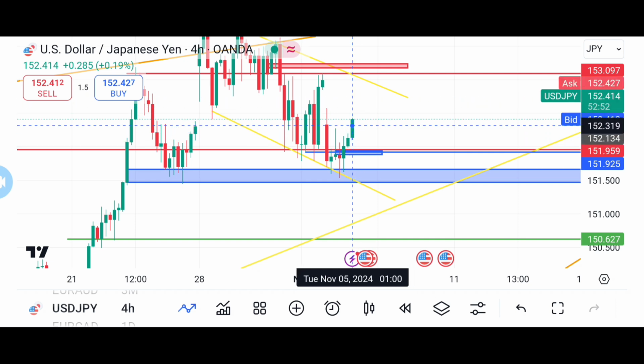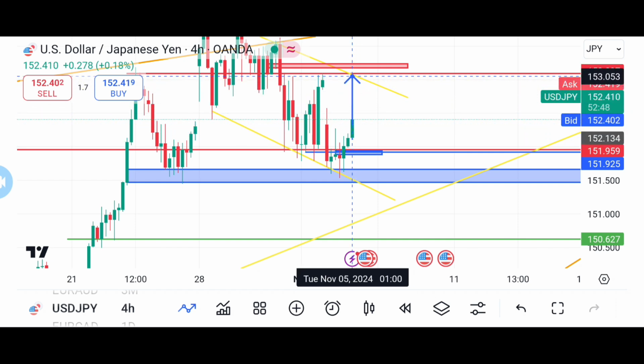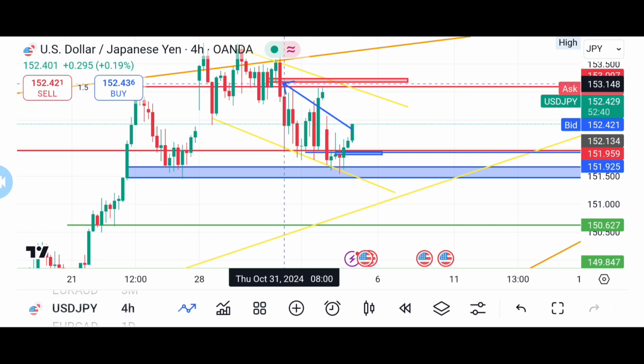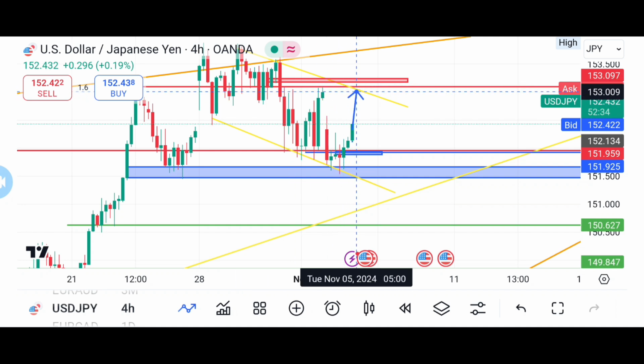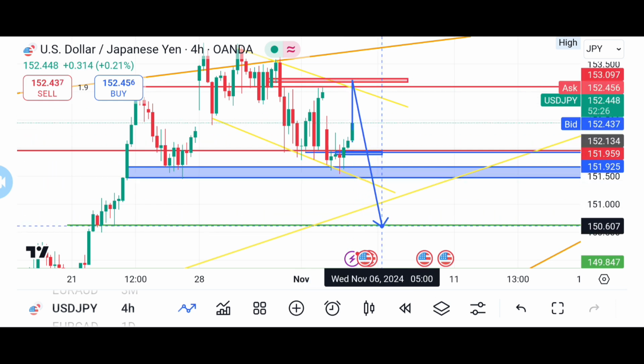So the price might do like that, touch here, and then, okay, the reason why I've put this red box is because there is a fair value gap here. So the price might come, touch this red box, initiate a sell position, and then drop to our TP. That is what I'm expecting for USDJPY.